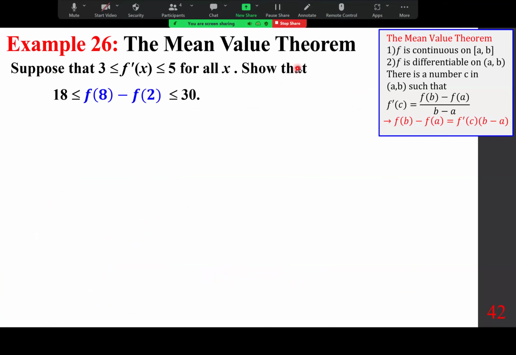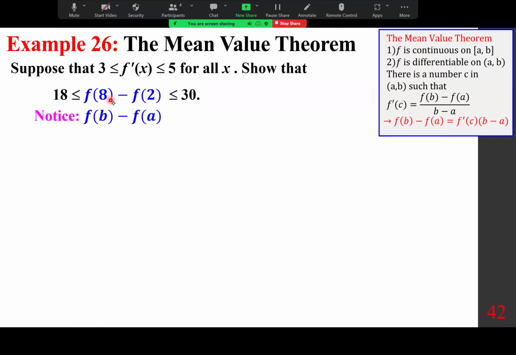We're going to continue with the mean value theorem. Suppose that f prime of x is between 3 and 5 inclusively. That means 3 is less than or equal to f prime, less than or equal to 5 for all x. Show that f of 8 minus f of 2 is between 18 and 30. So 18 is less than or equal to f of 8 minus f of 2, less than or equal to 30. And bear in mind again, when we go look at the mean value theorem, this is equivalent to this one. So we notice that this part looks like f of b minus f of a.